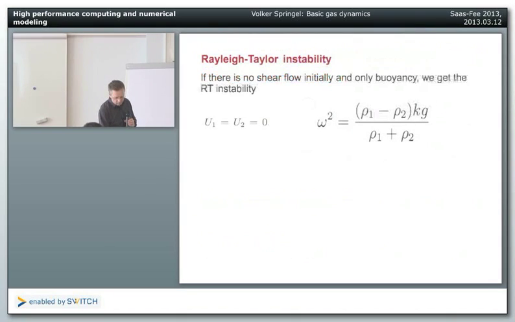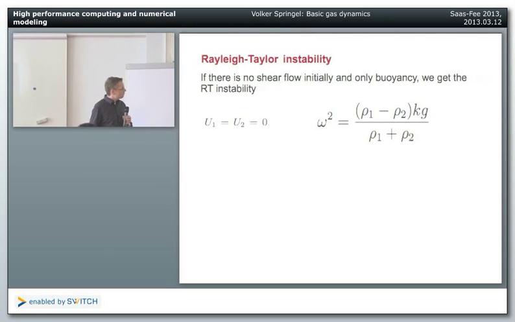And now there are some special cases. For example, of this formula, the Rayleigh-Taylor instability is quite well known. So that's the simplified case if there's no shear flow present. That means u1 and u2 are 0. The fluid is at rest. If it's at rest, then the dispersion relation simplifies to this expression.